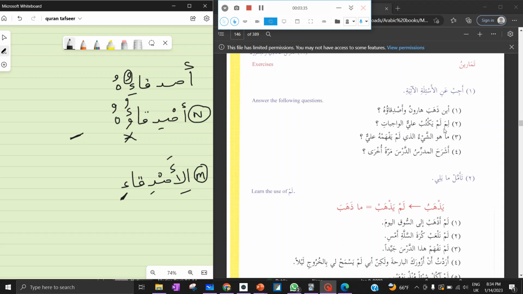So we go to the next question. Lima lam yaktub aliyun al-wajibat. Lima is the combination of harf jar li plus ma. Now you can see this ma is with alif. The moment it joins with the harf jar, the questioning tool ma loses its alif and it becomes only lima. You can translate it as for what, but it becomes a questioning tool. Why? Why did not? Lam means did not. It is adatul jazm. Yaktub aliyun. Why didn't he write?